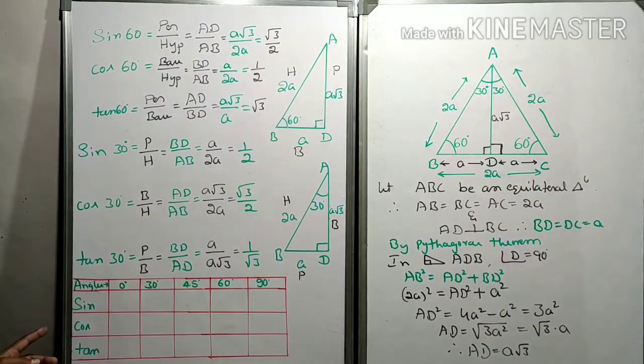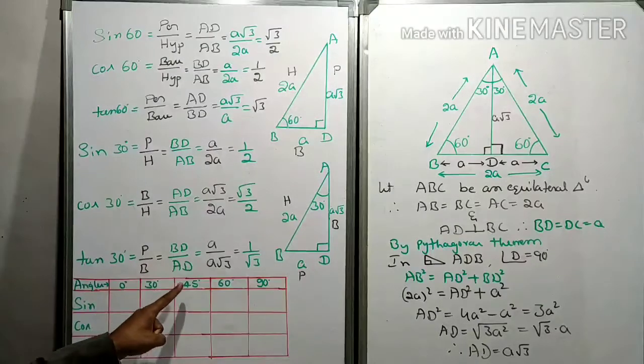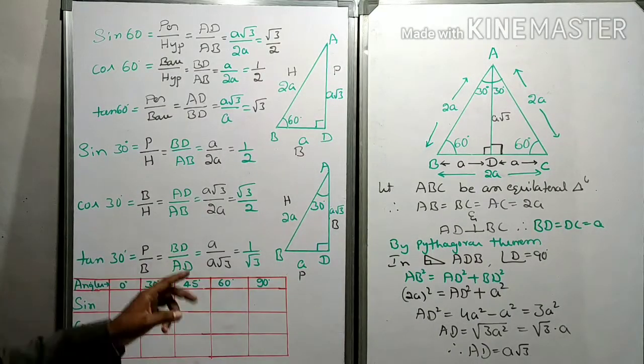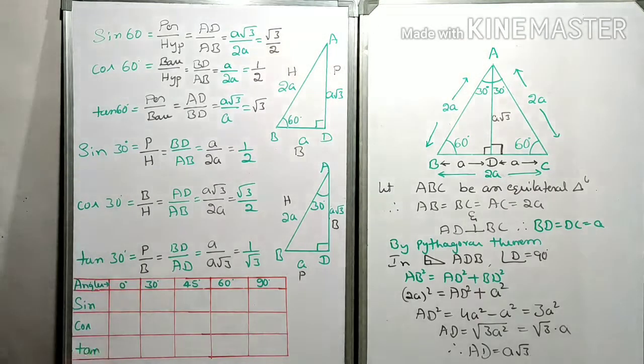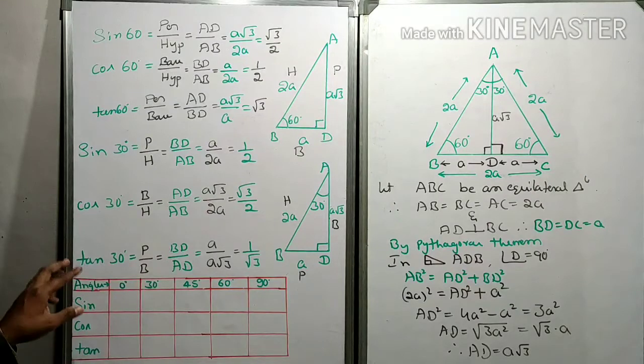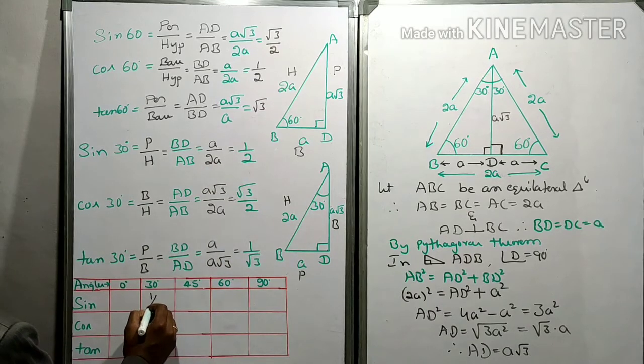Dear children, here I wrote one tabular column. The first row indicates the standard angles. In the last class I told you 0 degree, 30 degree, 45 degree, 60 degree, 90 degree. But now I have found only 30 degree and 60 degree. The remaining I will find later. See, sine, cos, tan. You should learn these three ratios' standard angle values. Then the remaining three you will understand easily, dear children. Sine 30 degree, what is the value? 1 upon 2. I am filling the tabular column.